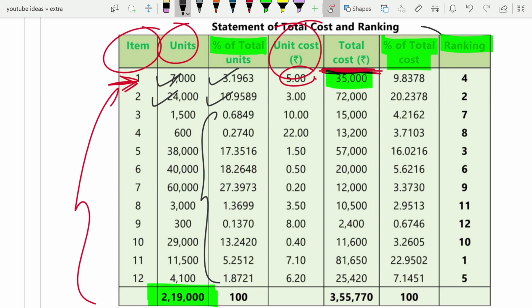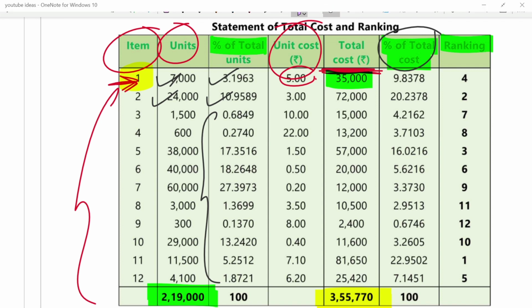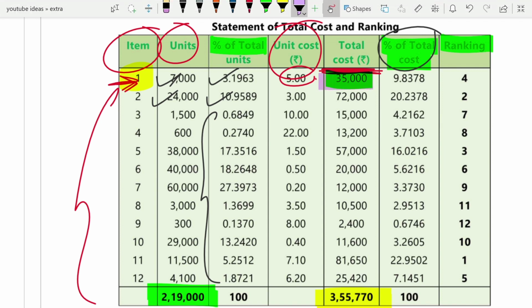Likewise, percentage of total cost also you have to find out. How will you find out percentage of total cost? First you have to do the total of total cost. So the total of total cost is 3,55,770. So for item 1, what will be the percentage of total cost? It will be nothing but 35,000 divided by 3,55,770. So if you do that, you will get 9%. So likewise for each of the items you have to find out the percentage of total cost also.